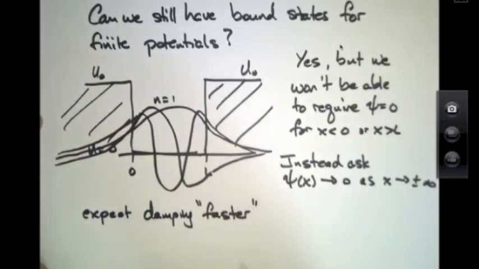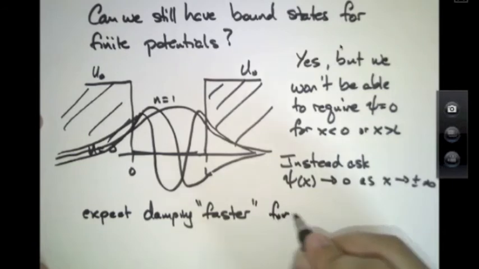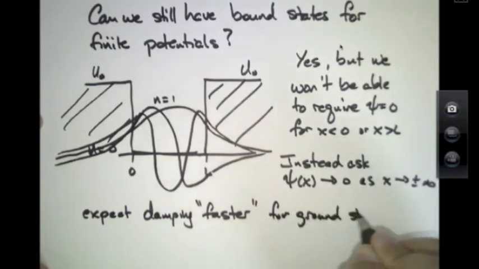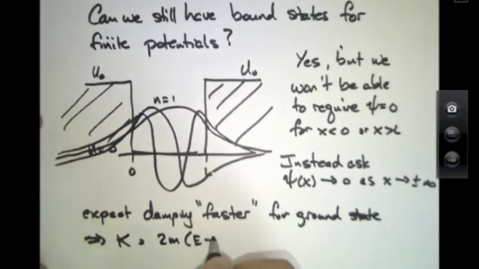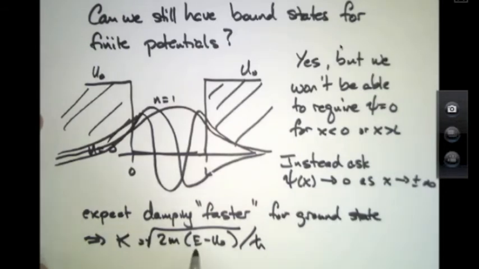and I expect the damping to be faster for the ground state. Because the decay constant, if you'll remember, is always this. Now, energy is lower for the ground state than it is for the excited state. So if I label this by n and these by n, then these damping constants are larger for the ground state than it is for the excited states.